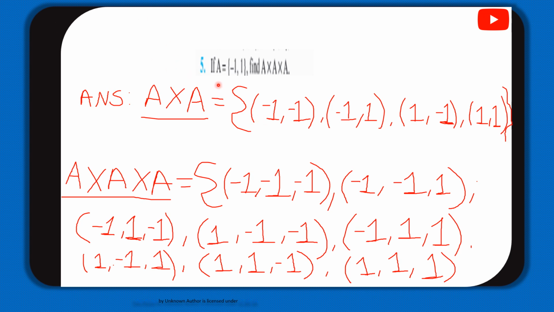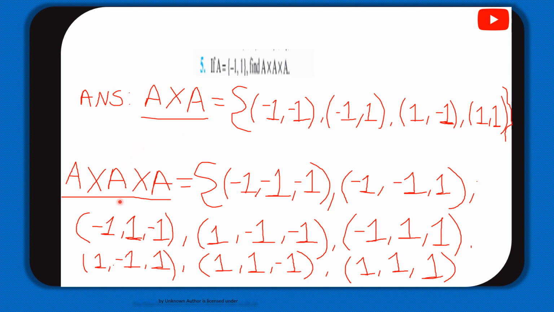If A is equal to {-1, 1}, find A multiplied by A multiplied by A. A multiplied by A represents the Cartesian product of A with itself. Okay, so {-1, 1}: (-1, -1), (-1, +1), (+1, -1), (+1, +1). Okay.